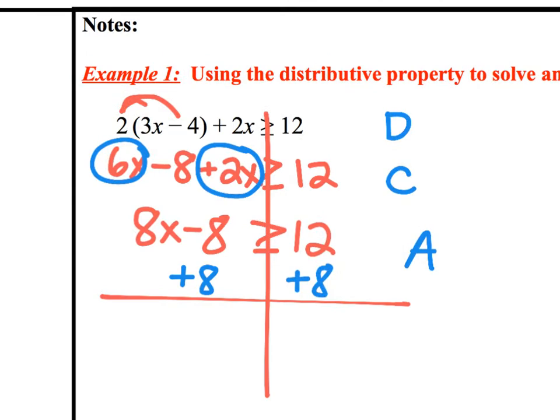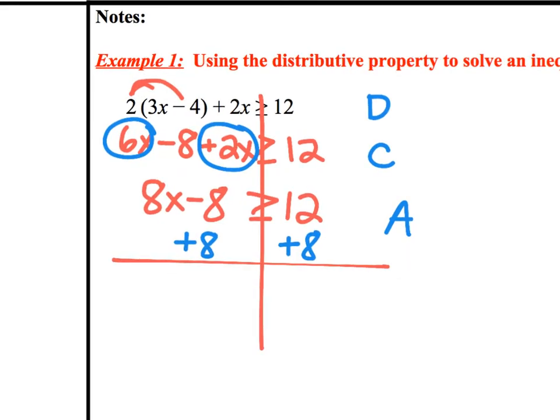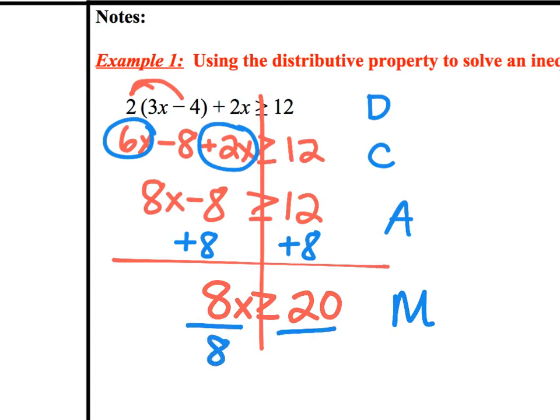Which is going to get us 8x is greater than or equal to 20, because 12 plus 8 is 20. And then the last step, "don't call me after midnight," is multiply or divide. We are going to divide by 8 because currently it is multiplied.